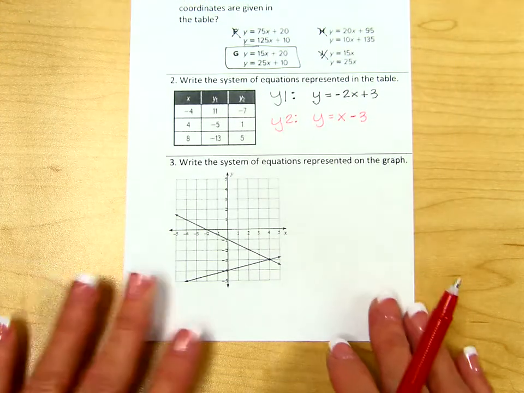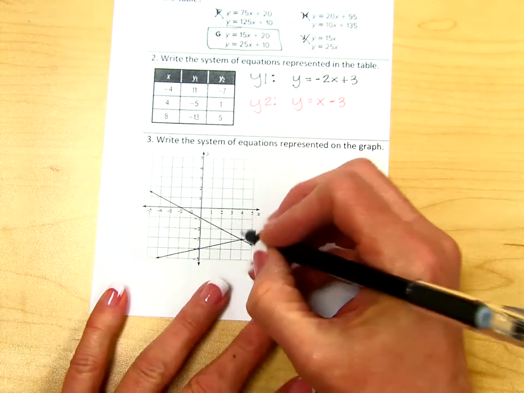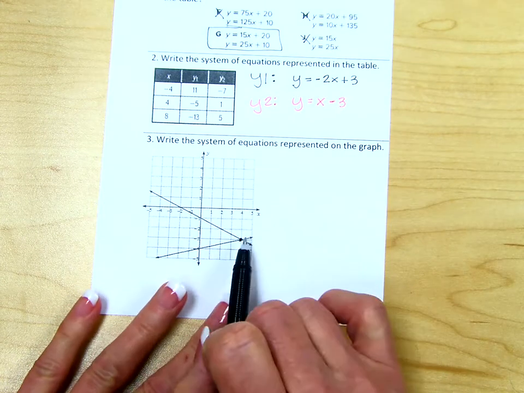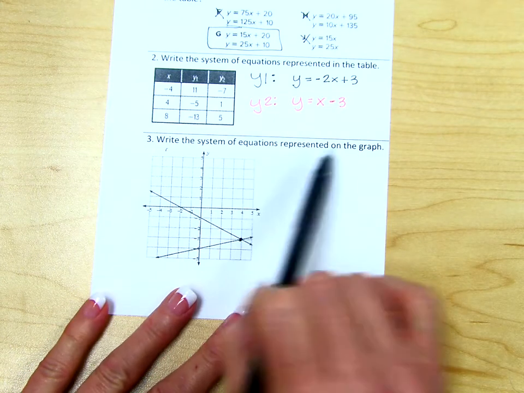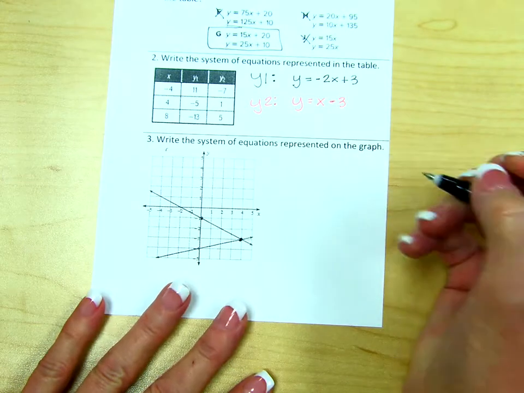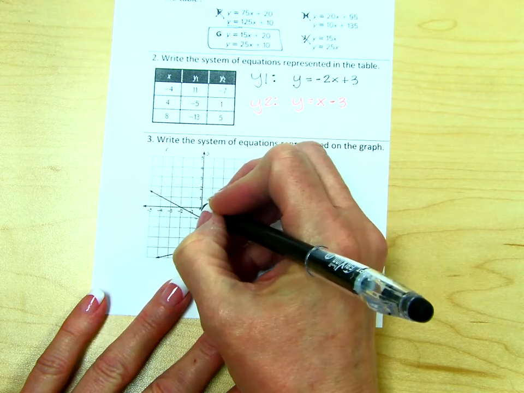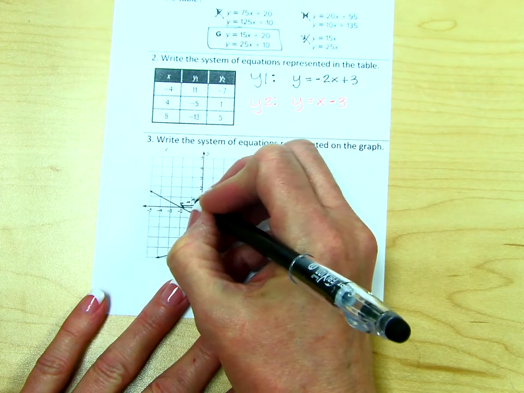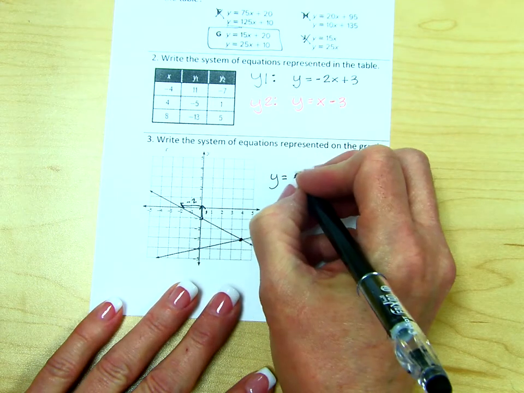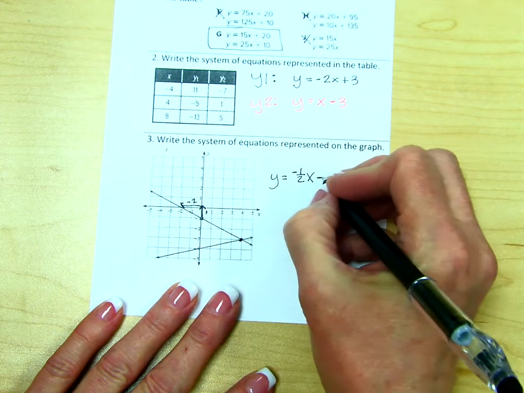In our last example, we have two lines here that cross at this point, and that would be the solution. But they didn't ask us for the solution, they asked us to write the equations. So I need to look at this first line, and I see that its y-intercept is negative 1. And to get to another point, I can go up 1, and I can go left 2, which is a negative 2. So for my first equation, I'm going to get y equals negative 1/2 x, and my y-intercept is negative 1.